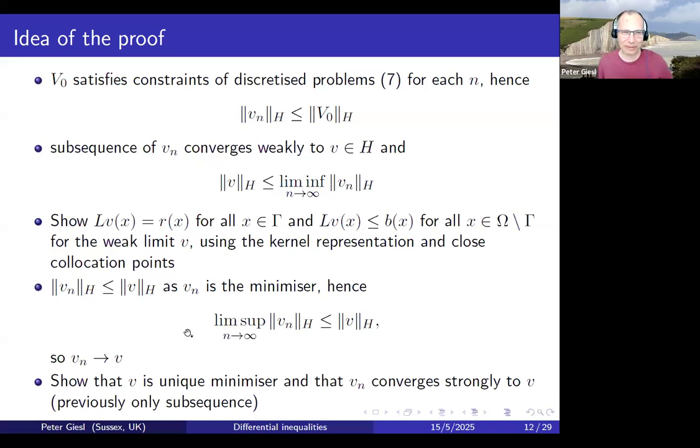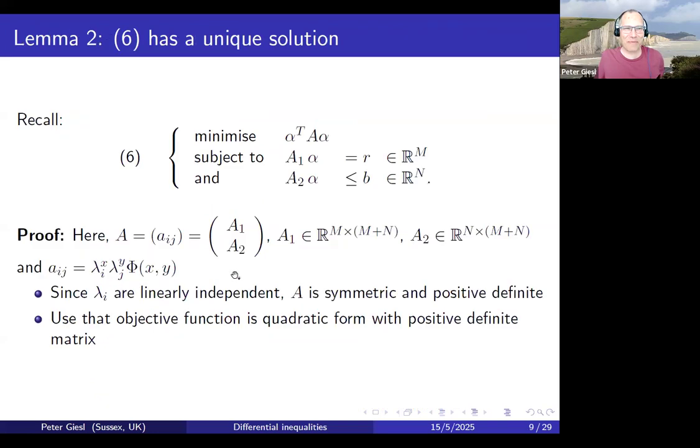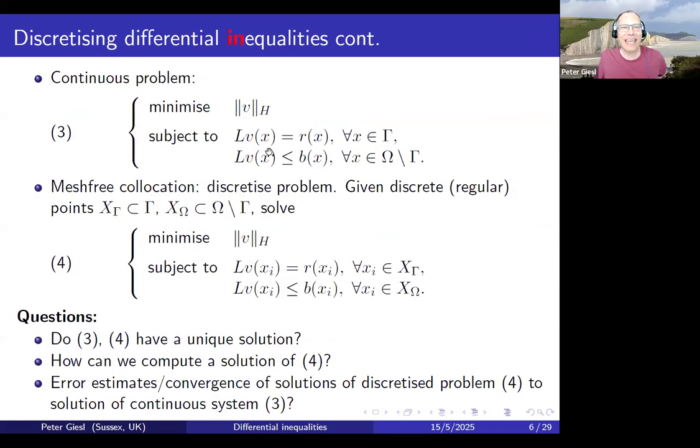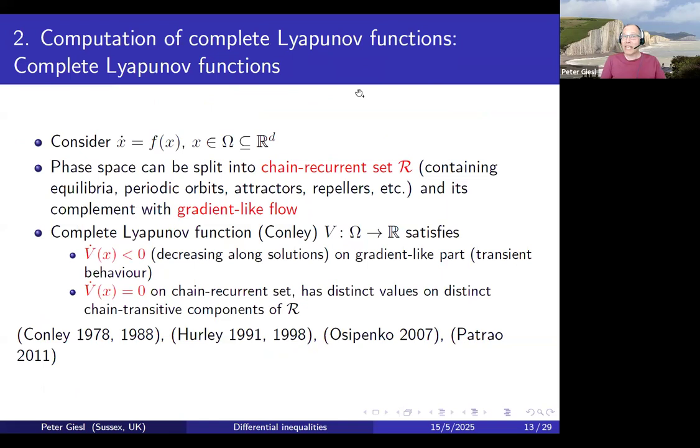It's relatively straightforward. So before we go to the second part, let me go back to what we've done. We now have a numerical method that can solve mixed equality and inequality problems, and compute approximate solutions that get closer and closer to the norm minimal solution. And now we want to use this in an application, and the application will be in dynamic systems, complete Lyapunov functions.